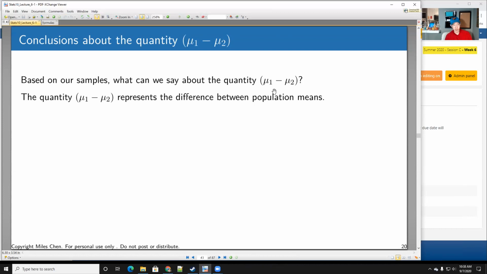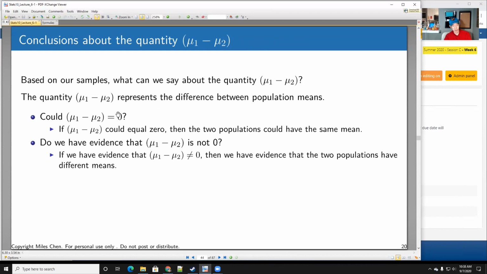And so before I even get to the null hypothesis, the question that we really want to know is, could this difference equal 0, right? If mu1 minus mu2 could equal 0, then that means the two populations could have the same mean, because mu1 minus mu2 is 0 when the two means are equal. So if our conclusions say, yeah, it could be 0, then the two populations could have the same mean. On the other hand, we might have evidence that mu1 minus mu2 is not equal to 0. And if that's the case, then we have evidence that the two populations have different means.